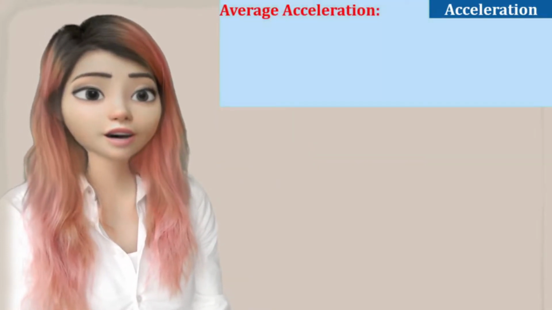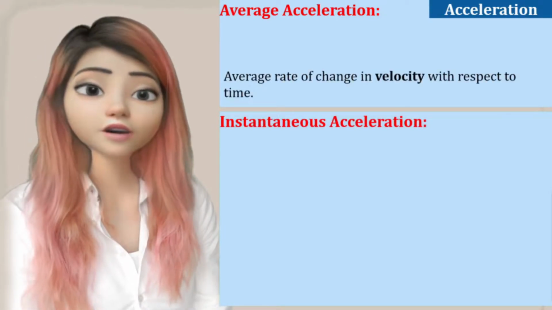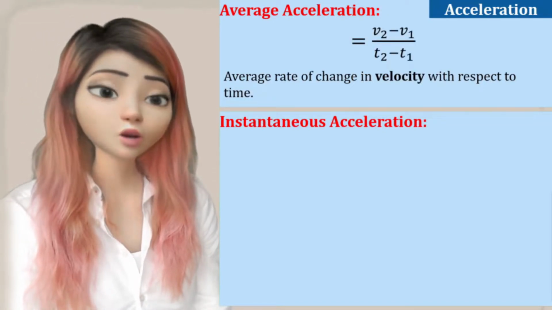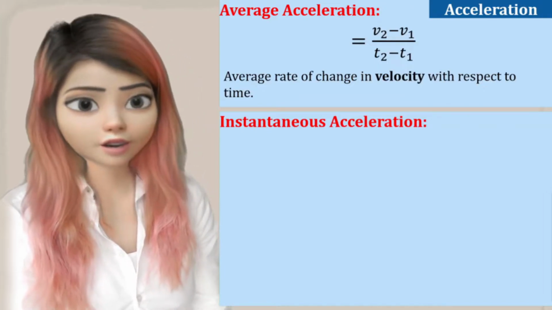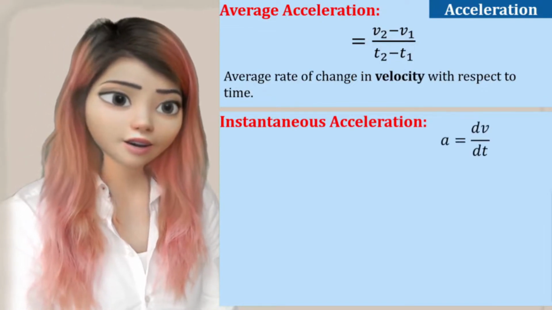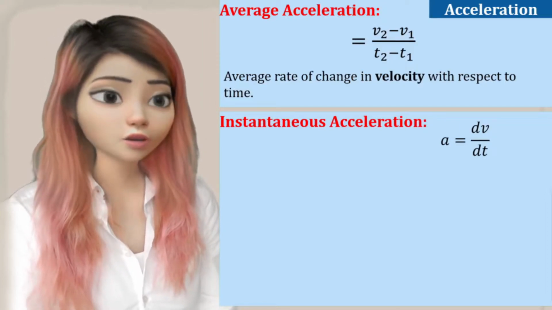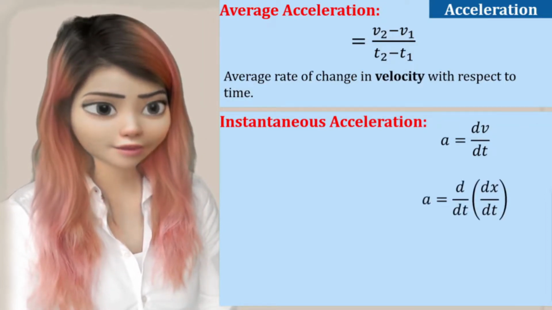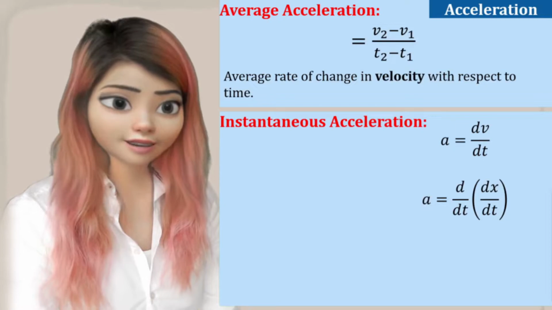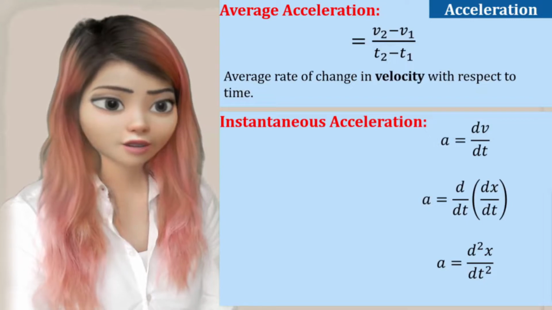We're also going to look at acceleration, the average acceleration and instantaneous acceleration. So the average acceleration is the average rate of change in velocity with respect to time, and that is v2 minus v1 over t2 minus t1. And instantaneous acceleration, well, it's the gradient at that point of velocity, or dv dt. But we know that v is equal to dx dt. So what happens is we can do d dt of dx dt, because v is dx dt, and we obtain d²x over dt². So that's another way to look at it.